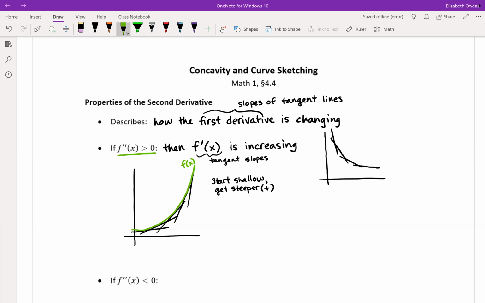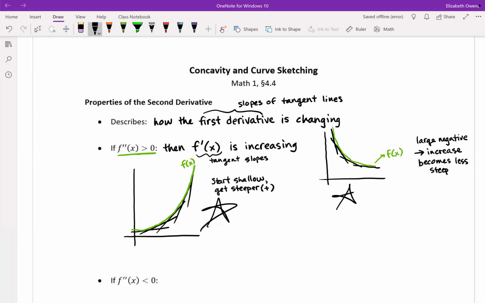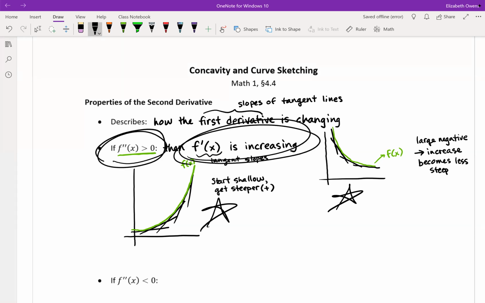So the function that would match up with these tangent lines would look something like this. Sketch in your curve, nice and tangent to each one of those lines, and that's what f of x might look like in that case with negative slopes. So large negative, when you increase, that makes your tangent line slope less steep. Both of these pictures are cases where the second derivative is positive. F prime of x is increasing.